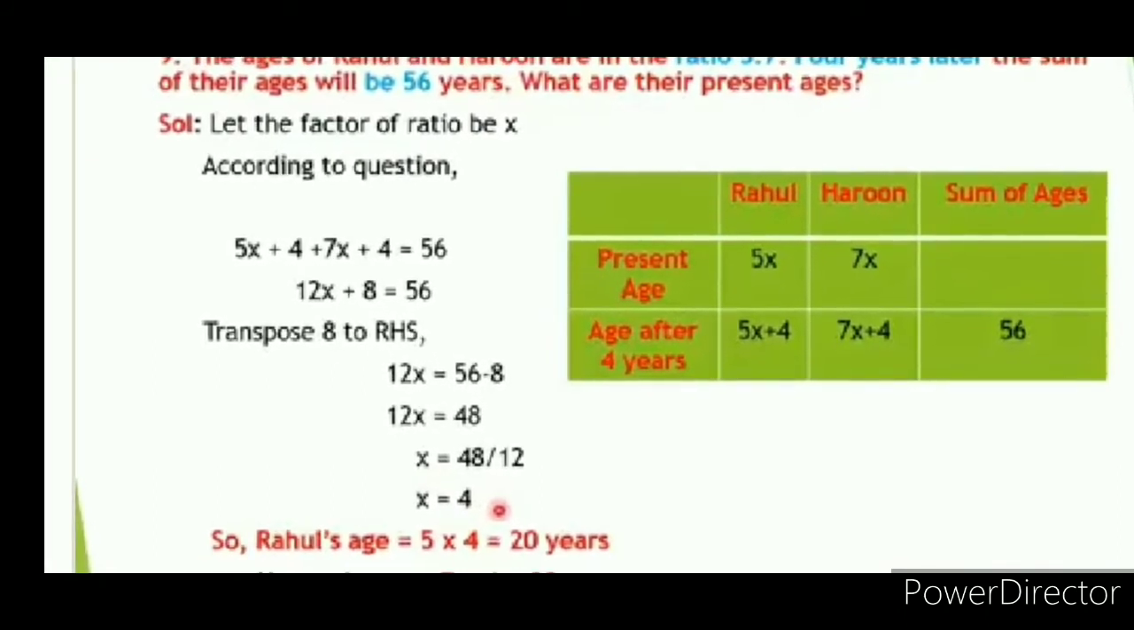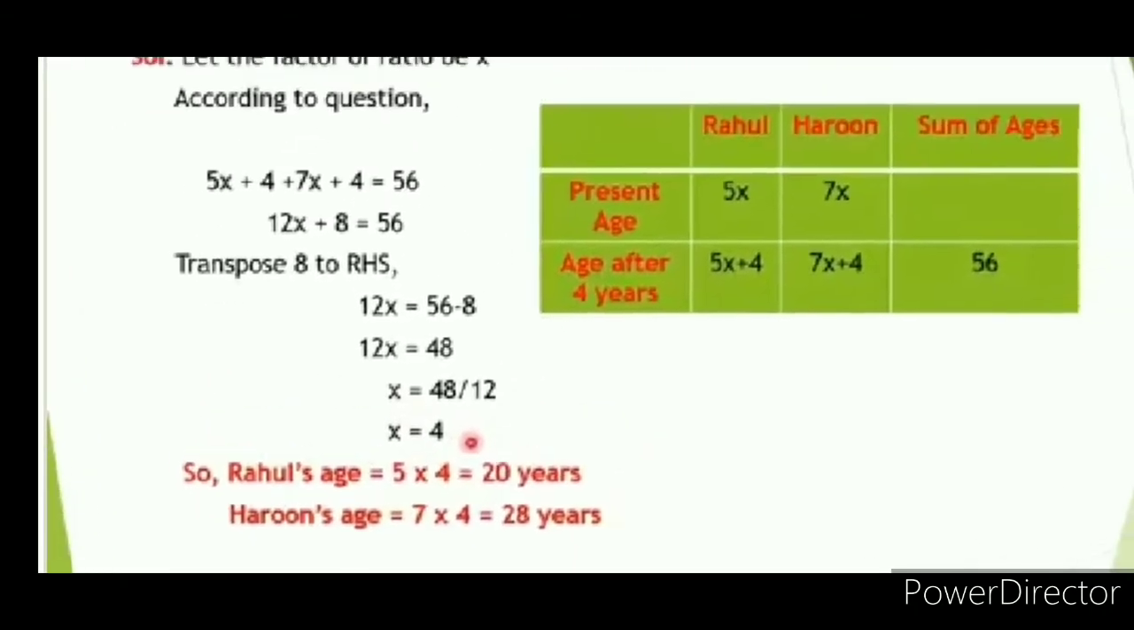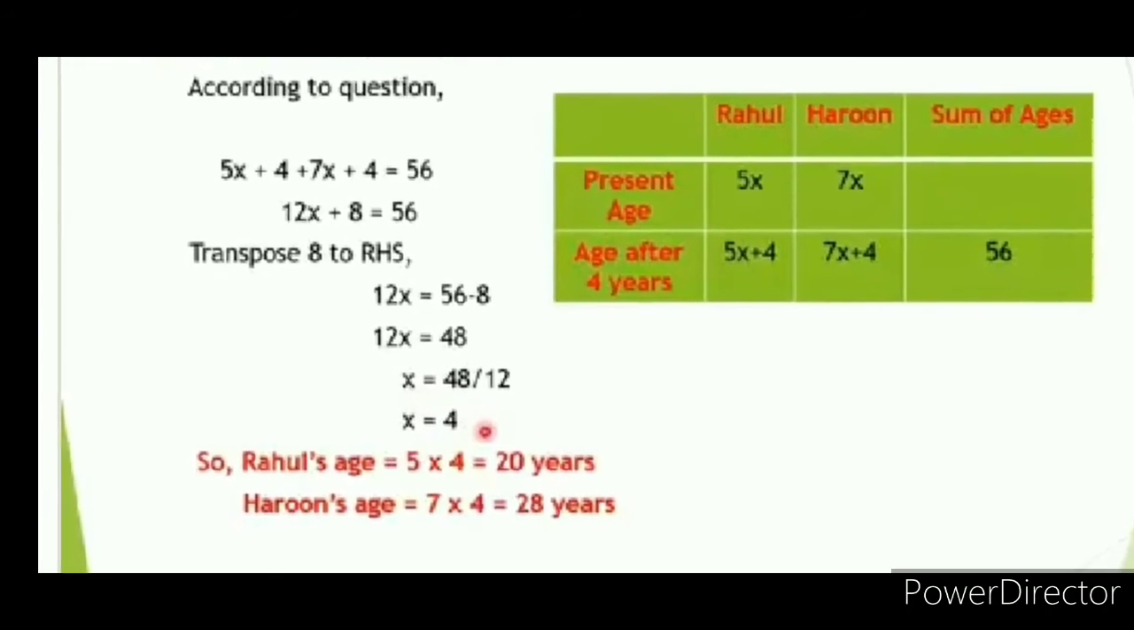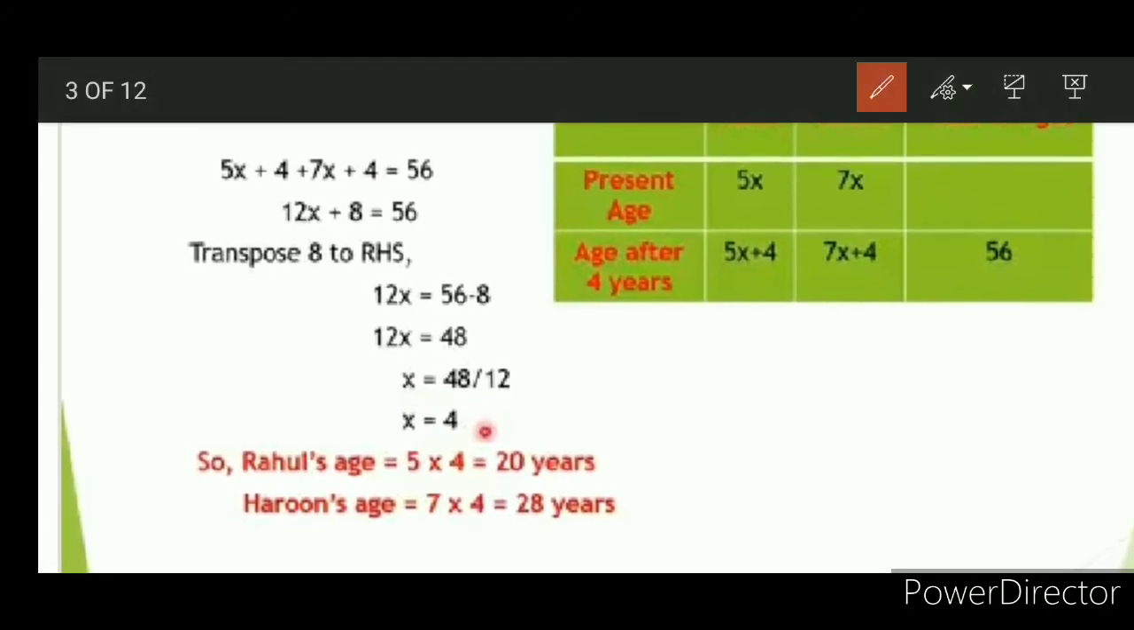Here we use the transpose method to solve the equation. Now, the two variable terms are added. x terms: 5x plus 7x is 12x, right? Then 4 plus 4 is 8, equal to 56. Next, transpose 8 to the right-hand side. Addition becomes subtraction. 56 minus 8 is 48.